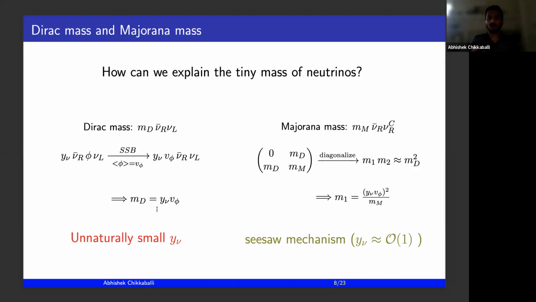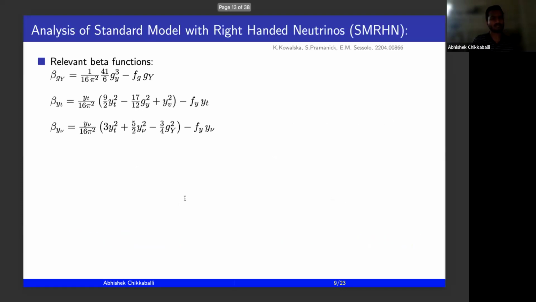This is similar to how other standard model particles acquire mass. Another possibility is through the seesaw mechanism, where the Yukawa coupling is still of order 1, but the observed neutrino mass is suppressed due to a large Majorana-like mass term, which could be coming from some new physics, as we will see later. Note that in both of these mechanisms, the Yukawa coupling is actually a free parameter. In the asymptotic safety framework, this need not be the case, and these could be predictions, as we will see in the next few slides.